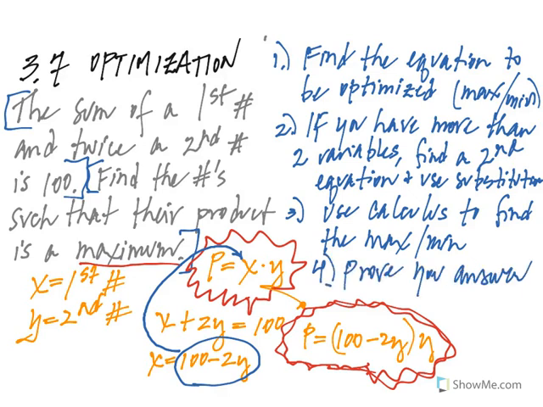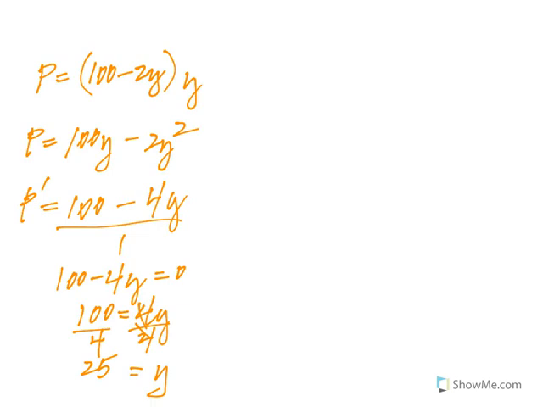And step number 4 is to prove your answer, and you're going to do that just like you did back in chapter 3. I'm going to take my pen, I'm going to make a number line, I'm going to put 25 on it, and I want to prove that 25 is in fact a max.